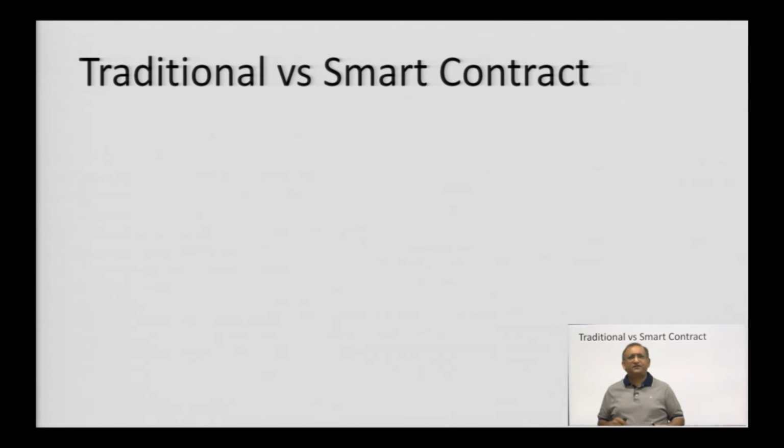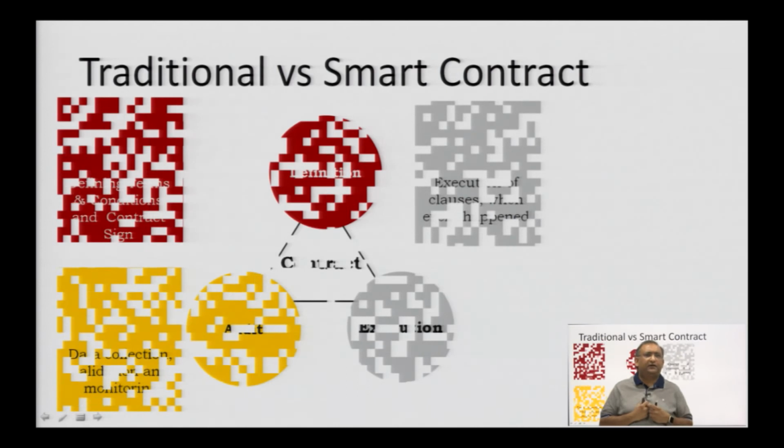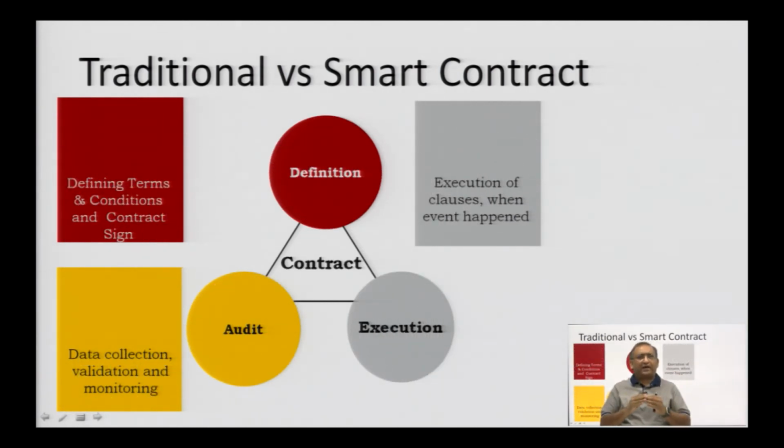Now, let us see what is the difference between a smart contract and a traditional contract. We know no third party involved, but let us see more things, am I right. So, in any contract, either it is smart or traditional, you have three things: definition, execution and audit. When I say definition, it is nothing but defining terms and conditions and contract signing. When I am saying execution, it is execution of a clause when an event happens. Third is audit, where you collect the data and validate and monitor them.